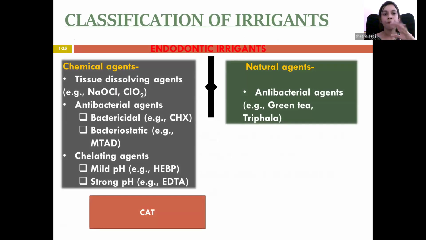These have been actually used. And another important thing is CAT: C for chelating agent. Normally, the chelating agent is EDTA, the antibacterial action is chlorhexidine, and the tissue dissolving action is by sodium hypochlorite.